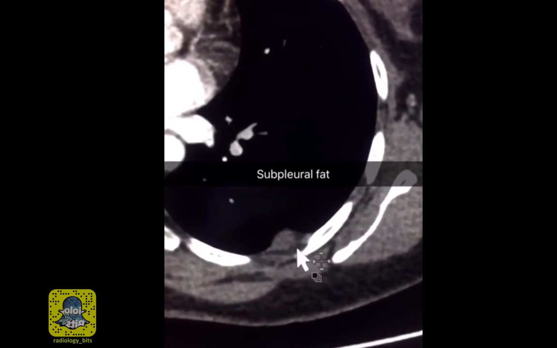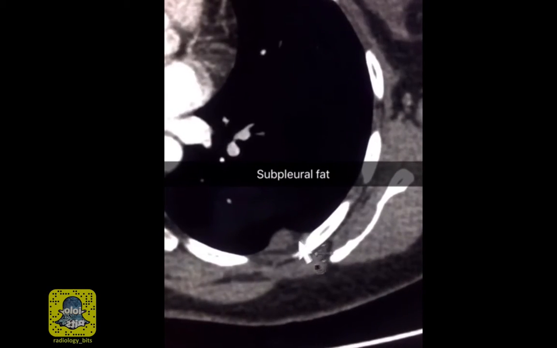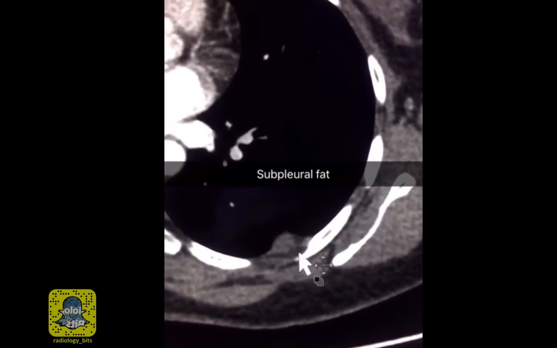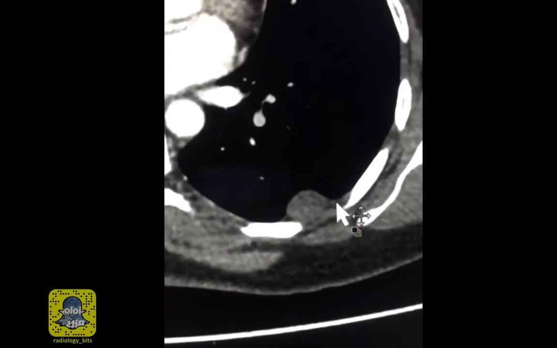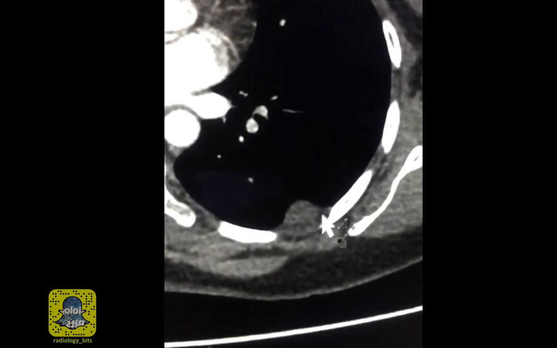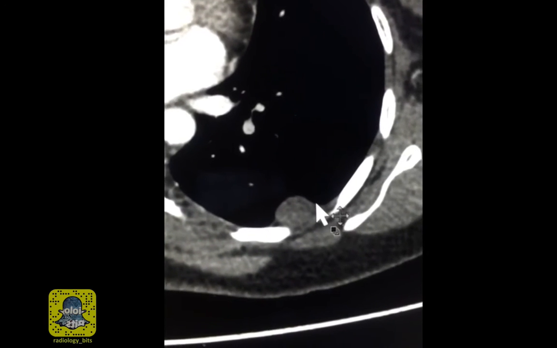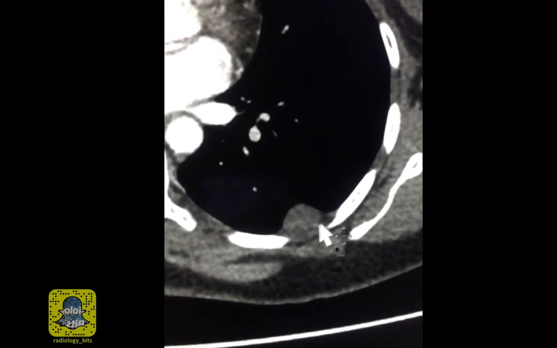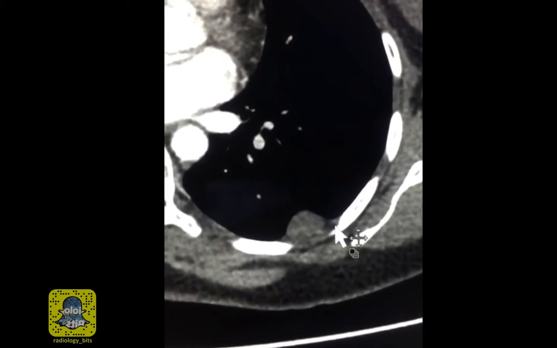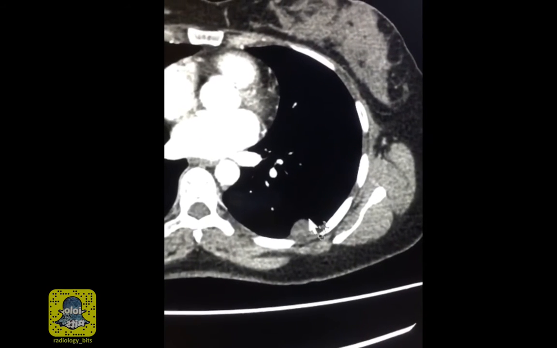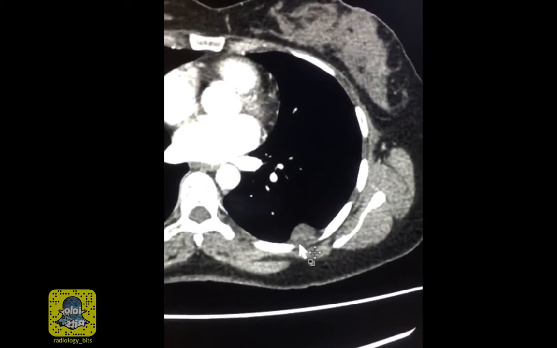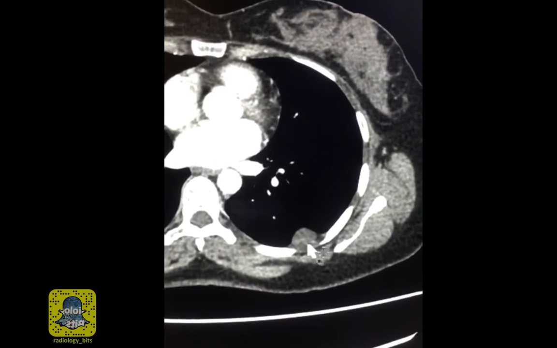And here's another important finding for seniors. We talked about the subpleural fat. This is the subpleural fat surrounding the lesion here. See how the subpleural fat is creeping along the edge of the lesion, suggesting that this lesion arises from underneath the pleura. Of course, this is not a definite finding of a subpleural lesion. This could still be a lesion that's arising from the pleura itself.